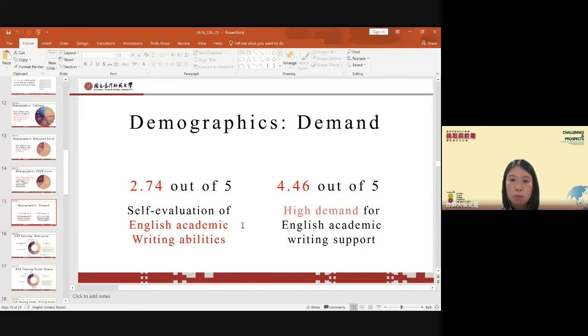The students also reported their self-rated English academic writing abilities, and the results show that they were not that confident in their English academic writing abilities before going into the writing sessions. However, they did report that they have a high demand for English academic writing support.